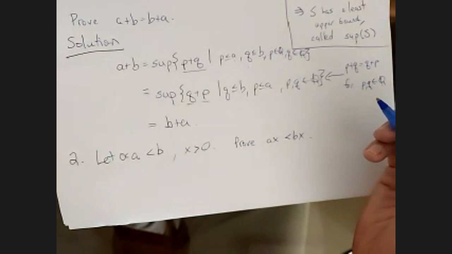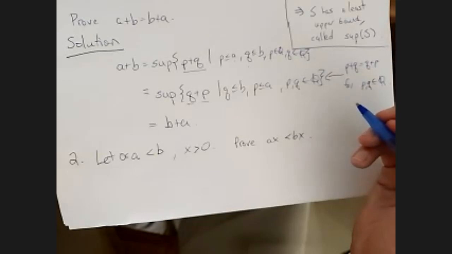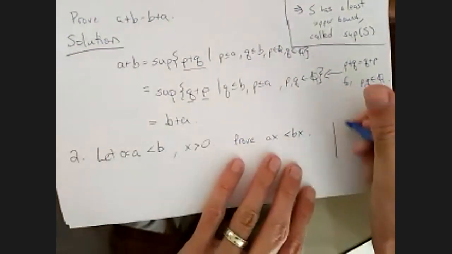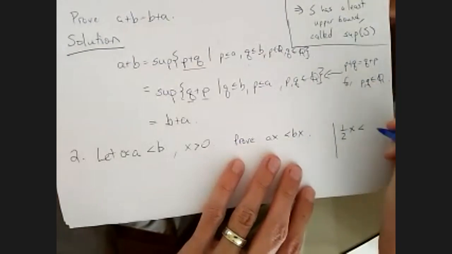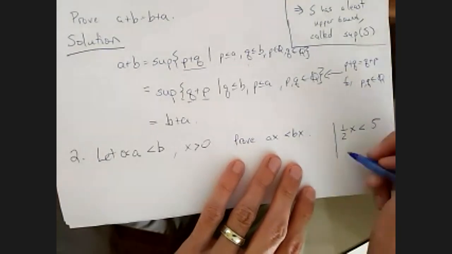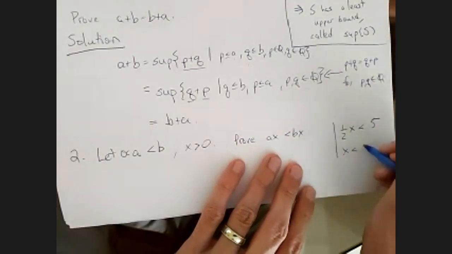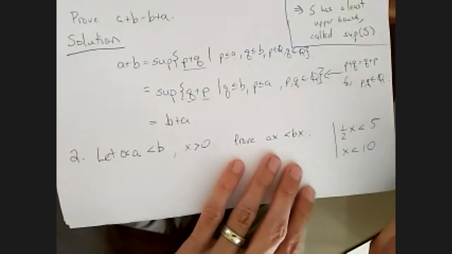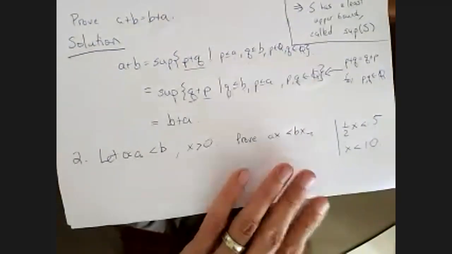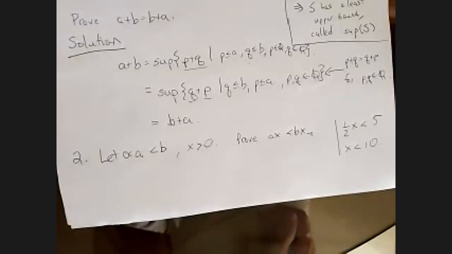A familiar inequality. If you ever have to solve inequalities, you often use this. For example, if you want to solve a half X less than 5, you have to be able to multiply both sides by 2, and then you get X less than 10. Pretty simple. If we don't have this property, though, we can't even solve this simple inequality. So let's try and prove this inequality and convince ourselves that it's not that bad.